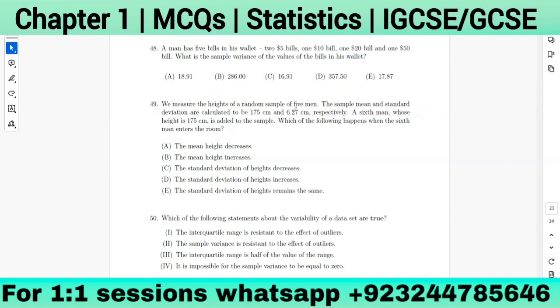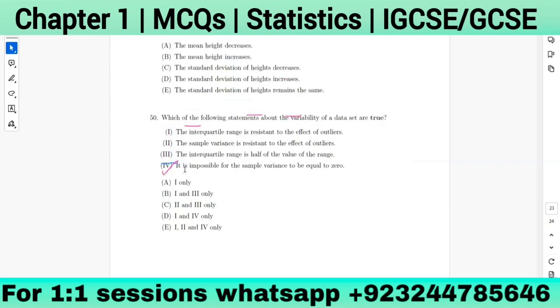We measure the heights of a random sample of 5 men. The sample mean and standard deviation are calculated as 175 and 6.27 respectively. A sixth man whose height is 175 is added to the sample. Which of the following happens when the sixth man enters the sample? The mean height decreases, the mean height increases, or the standard deviation of height decreases. So the standard deviation will decrease or increase? It will decrease. Good. So option C is the correct answer.